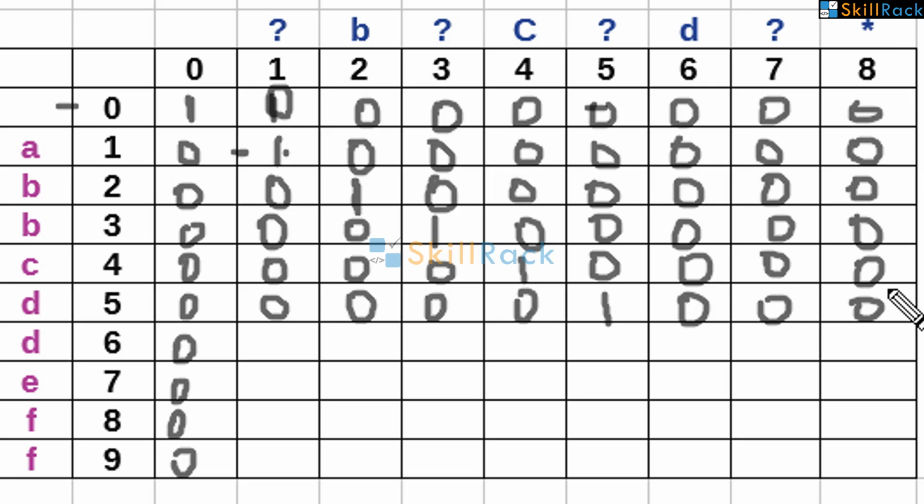Asterisk, left and top 0. Any one of them must be 1 for it to be 1. Okay. Now you come here. D and question mark, it matches but the previous match is 0. So 0. B and D not matching 0. Question mark and D matches but the previous match is 0.